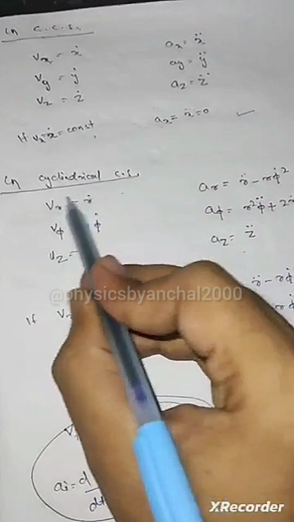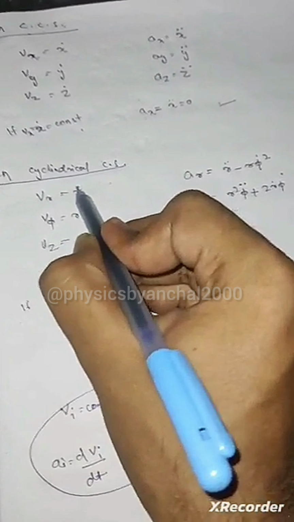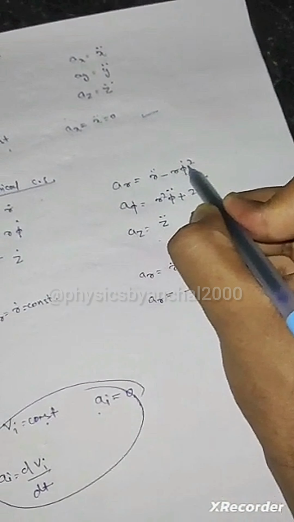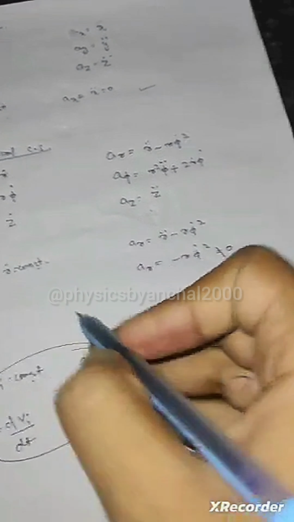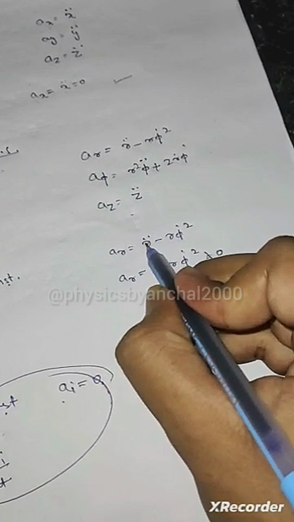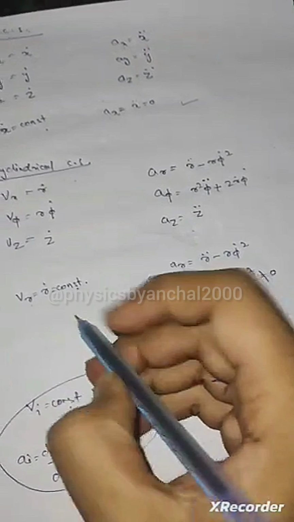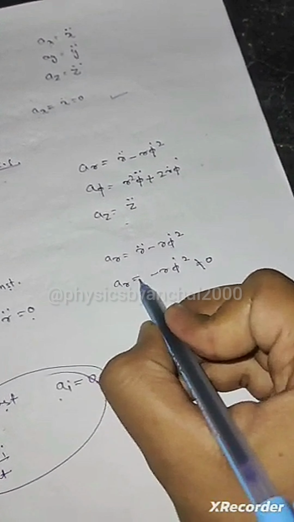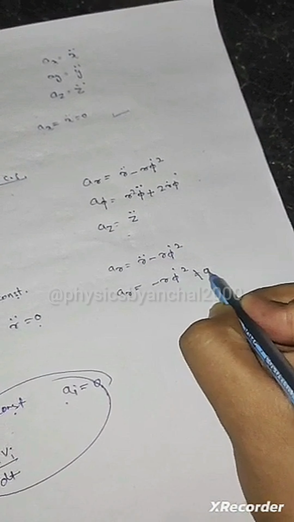Now see, in the cylindrical coordinate system, we know v_r, the r component of velocity, is r dot, and the radial component of acceleration is r double dot minus r phi dot square. If v_r is equal to constant, that is r dot is equal to constant, is a_r equal to 0 or not? Let's see. a_r is equal to r double dot minus r phi dot square. If r dot is constant, I can say r double dot is equal to 0. If r double dot is equal to 0, then what is a_r? a_r is equal to minus r phi dot square, which is not equal to 0.